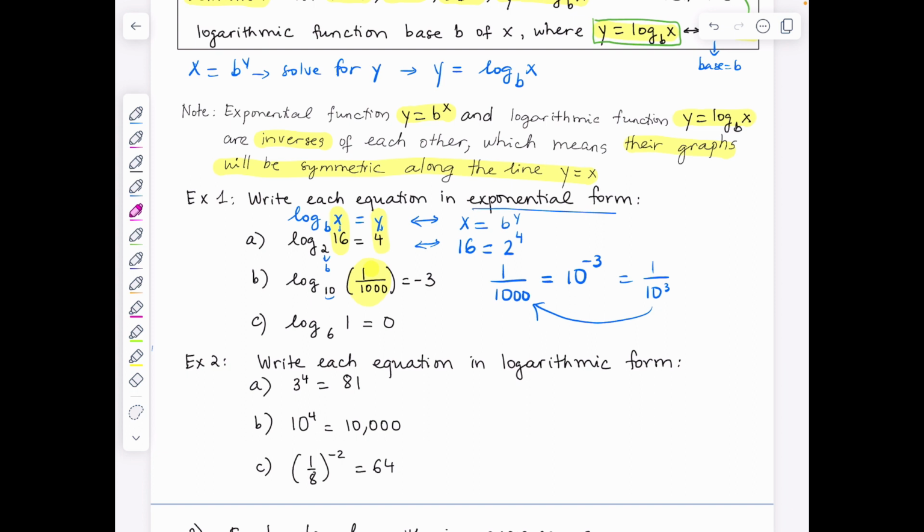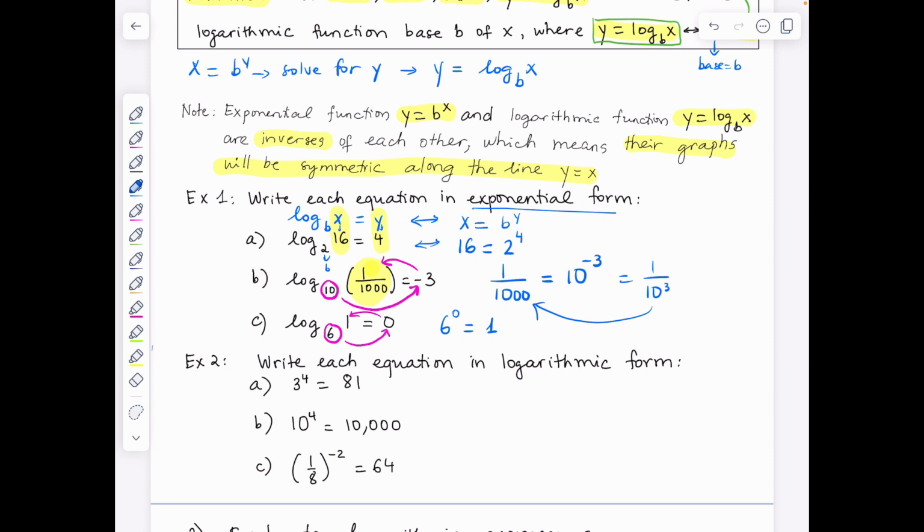If it helps, you can do this. Here's the base, which needs to be raised to this exponent, and that must equal this number inside of the log function. So let's draw the arrow to see if it helps us determine faster. This base raised to this exponent must equal this. So we have 6 to the 0 equals 1. That is true because anything raised to the 0 power will give you 1, except for 0 to the 0.